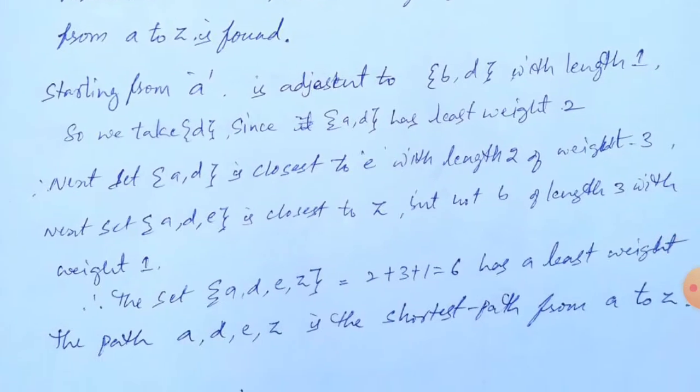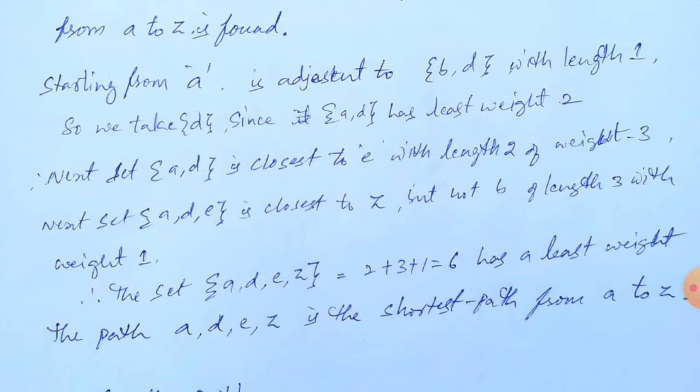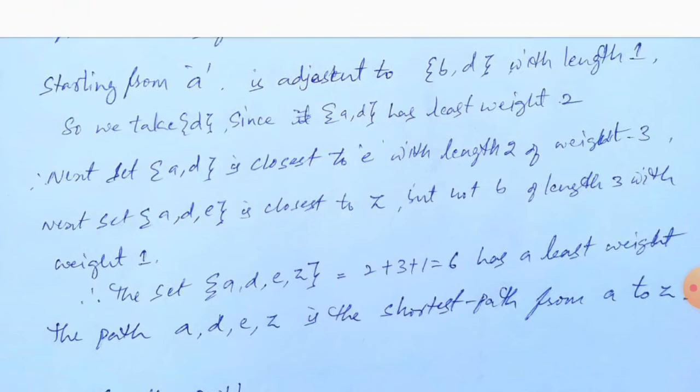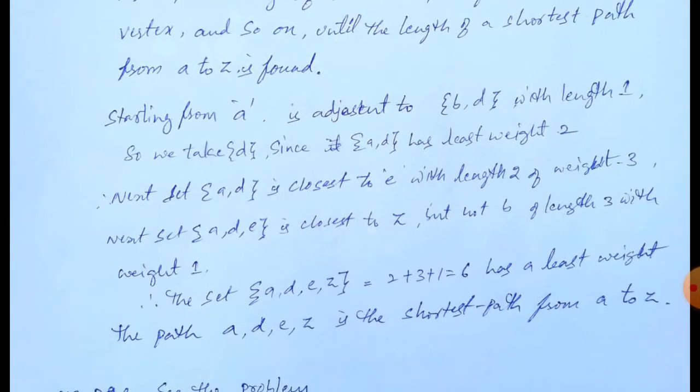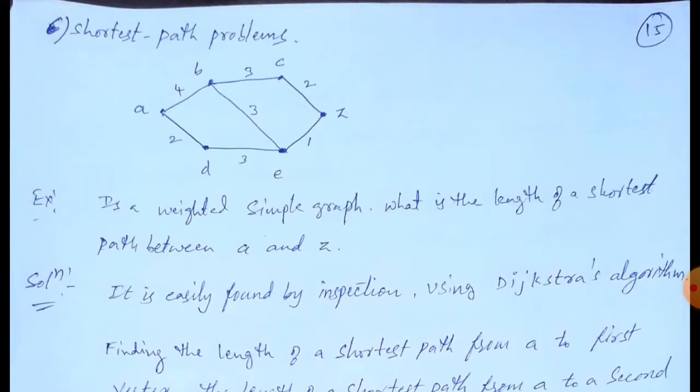Now starting from A, it is adjacent to B and D, as we have already seen. So the diagram is a must; you have to see the diagram also while reading this matter. With length 1, we take D, since the edge AD has the least weight 2. Then the next set is A, D. That means we are traveling the path A to D only. Now E is closest.